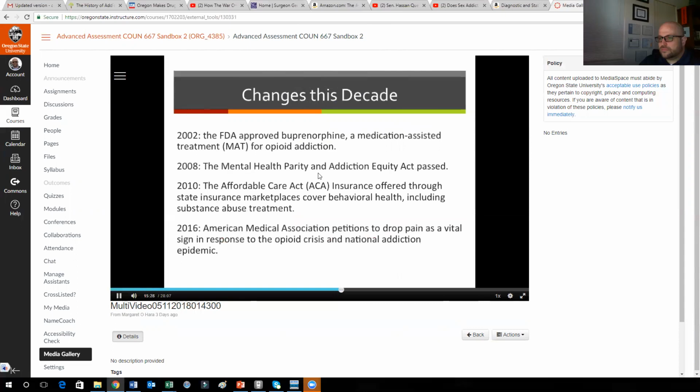So these are some of the changes we've seen this decade. In 2002, the FDA approved buprenorphine, a medication-assisted treatment for opioid addiction. In 2008, the Mental Health Parity and Addiction Equity Act was passed. This provided for equal treatment for mental health and substance abuse on par with treatment that was for physical ailments. In 2010, we saw the passing of the Affordable Care Act, where insurance offered through state insurance marketplaces needed to cover behavioral health, including substance abuse treatment. And then in 2016, the American Medical Association petitioned to drop pain as a vital sign in response to our current opioid crisis and national addiction epidemic.